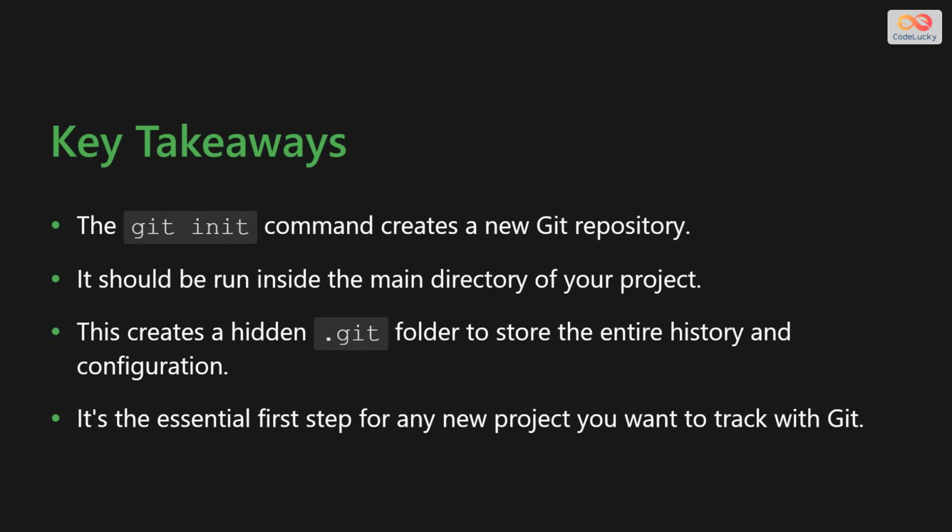To sum up, git init is the command that creates a new Git repository. You run it in the root directory of your project. This process generates a hidden .git folder that manages your version control history. It is always the first command you will use when starting a new project with Git.